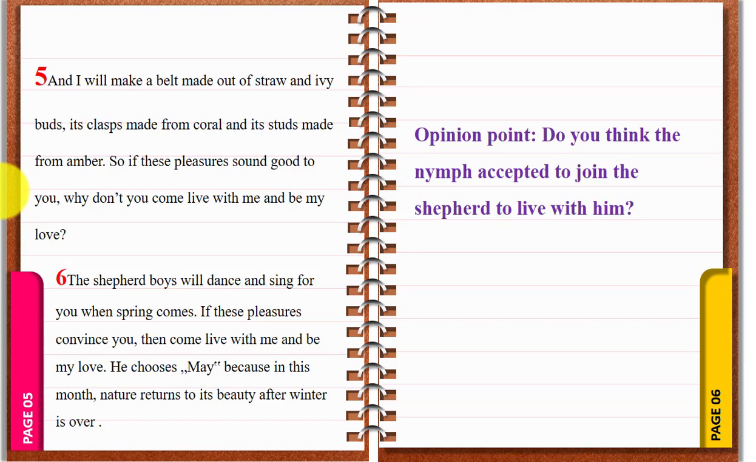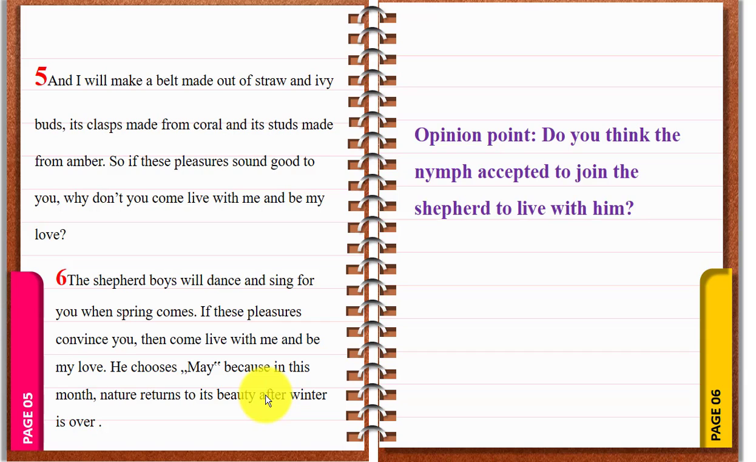I want you to note that he uses this season of May, for instance, where he says that the boys will come during this season. It is not necessarily the month of May. It is just a month where it is beautiful and that nature is returning to its beauty because winter is over.